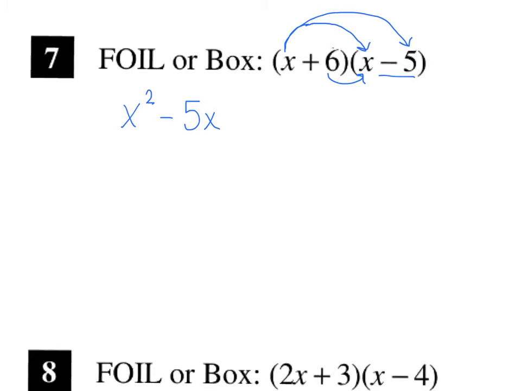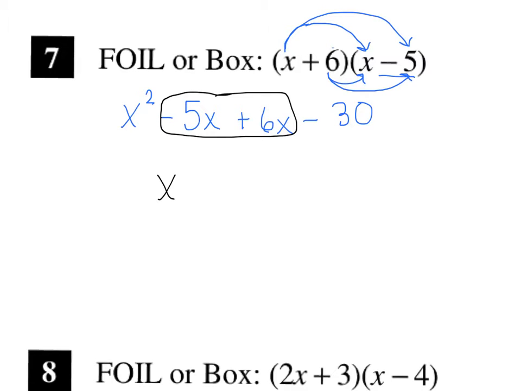Now for the inside, 6 times x is 6x. And the last terms, positive 6 times negative 5 is negative 30. Next step is to combine your like terms and write your final answer. So negative 5 plus 6 is positive 1, or just plus x, and then minus 30.